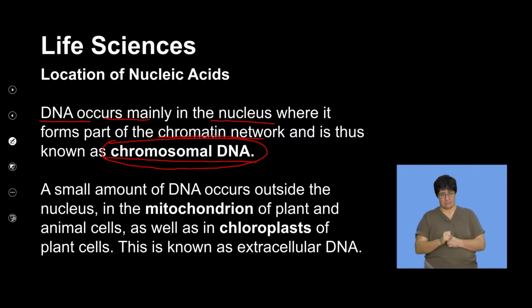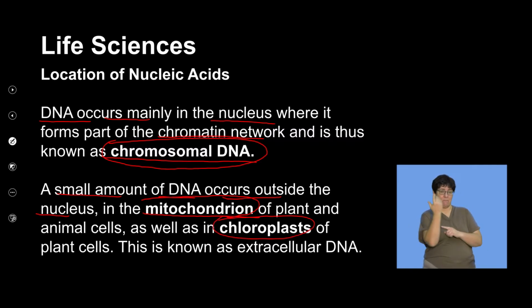However, there is a small amount of DNA that occurs outside the nucleus, and that is called mitochondrial DNA, which occurs in the mitochondria of cells. It's also found in the chloroplast of plant cells, and it is known as chloroplast DNA. Both of these, the mitochondrial DNA and the chloroplast DNA, are known as extranuclear DNA, referring to the DNA found outside the nucleus.